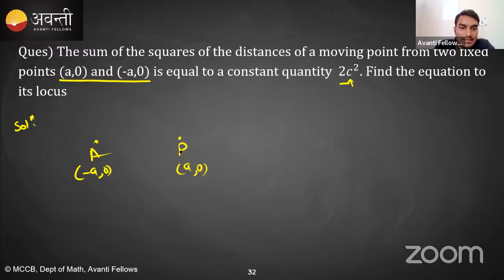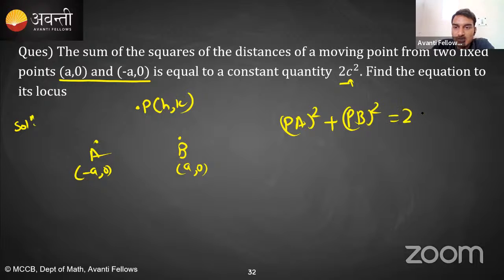Okay, clear? चलो. So now the question is saying to find the locus of the sum of the squares of the distances of a moving point. Let's say some point P, this is a moving point. Now let's assume h comma k, इसी का locus निकालना है. Such that what is the constraint? Constraint is that the sum of the squares of the distances from these 2 points, means PA square plus PB square, is always 2c square. That this point is moving in such a way that PA square plus PB square is always equal to 2c square, no matter what k and h are.